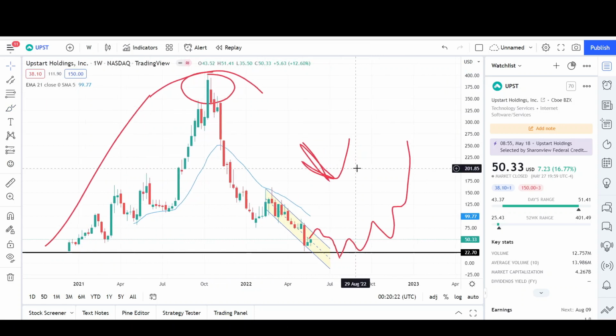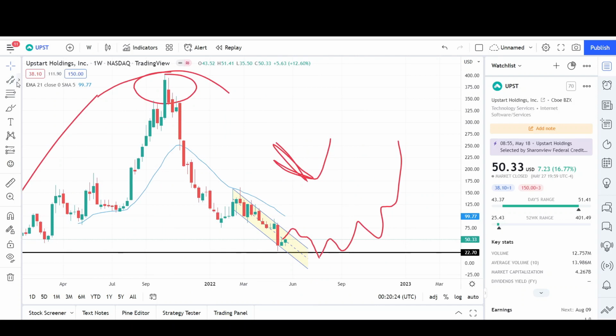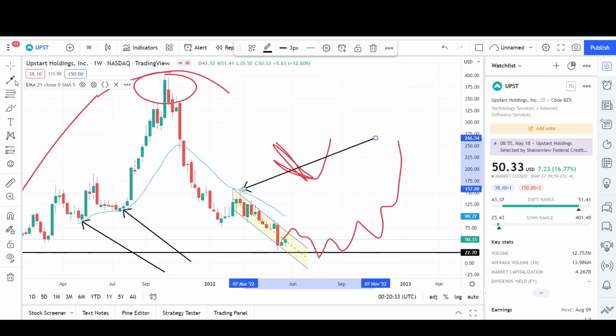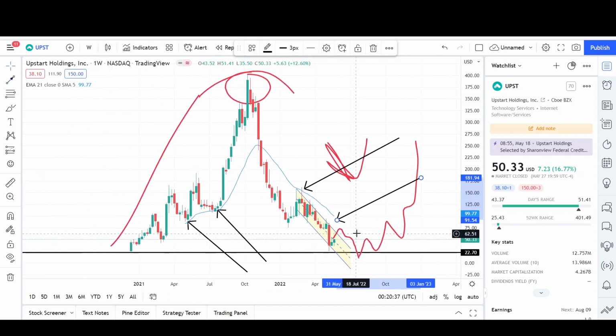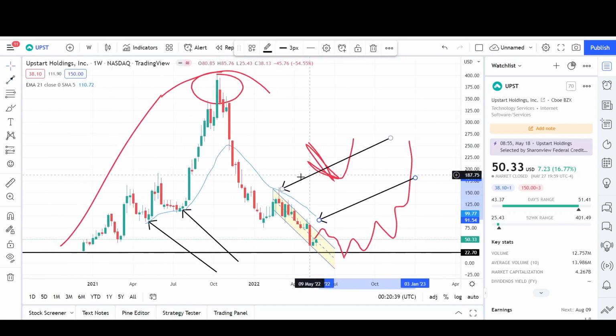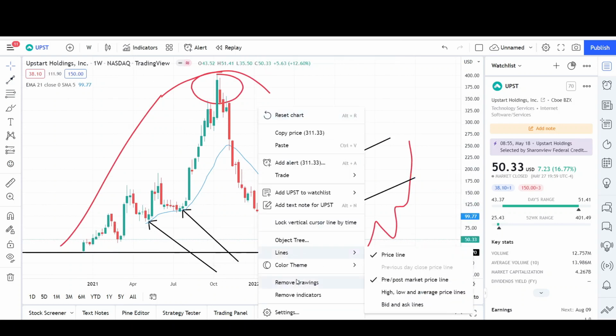But again, you can see that the EMA is acting as resistance now. In the past, it was acting as support. This blue line was acting as support, and now it's acting as resistance. So once we come back up to it, we can get knocked down. So again, too early to call this a bottom. I'm expecting lower prices after this pullback. And that's pretty much all I have on the daily and weekly chart for Upstart.